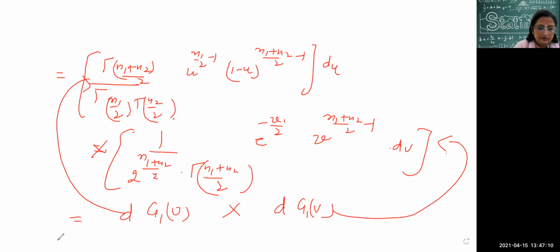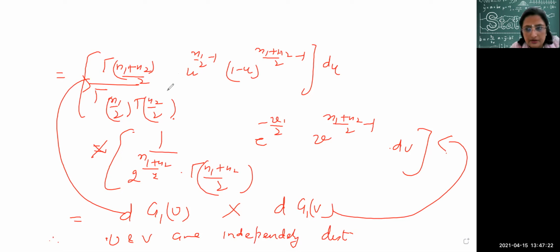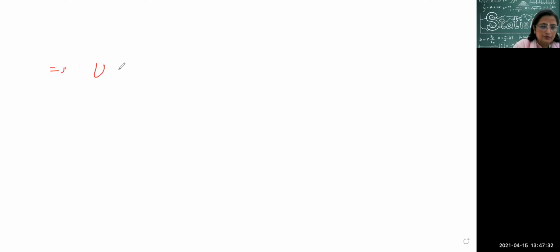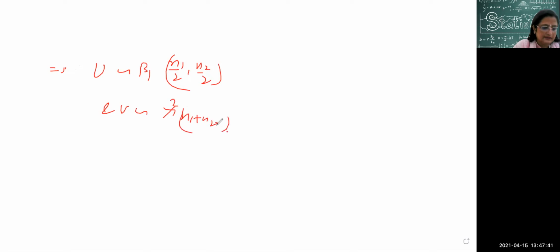So therefore u and v are independently distributed. And what is the distribution of u? This is a beta distribution of first kind, and this is the chi-square distribution with n1 plus n2 degrees of freedom. So it implies u follows a beta distribution of first kind with these parameters, and v follows a chi-square distribution with n1 plus n2 degrees of freedom.